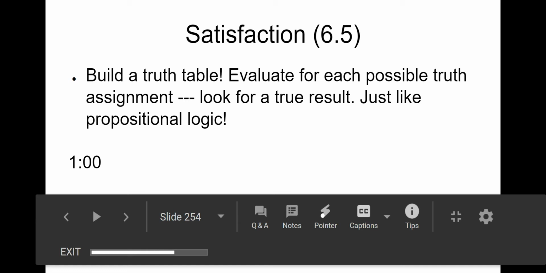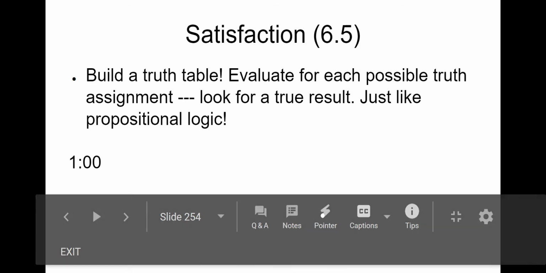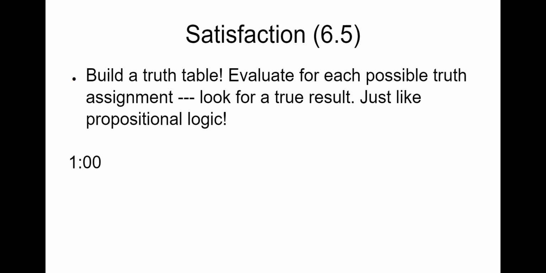We've already talked about truth assignments, and we've already talked about evaluation, which you do with truth assignments. And sort of the third ingredient in any logical discussion about logic is satisfaction. For relational logic, the process is really not very much different than with propositional logic. You build a truth table, you evaluate for each possible truth assignment, you look for a true result, and if you do, then you have indeed discovered that you've satisfied the logical sentence.